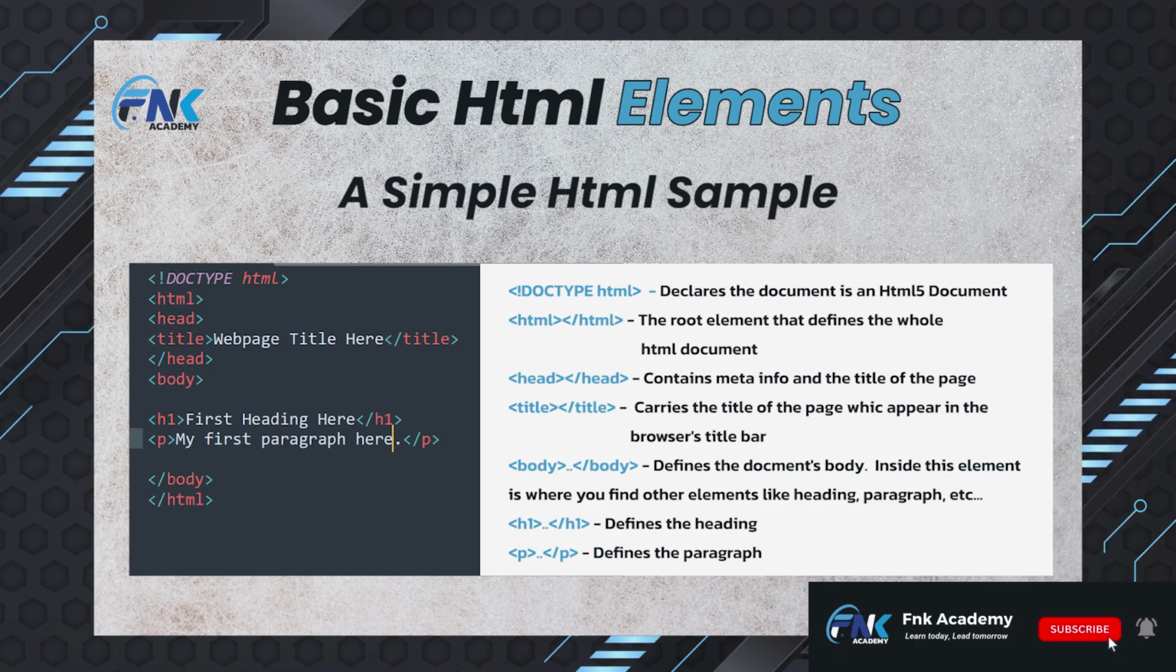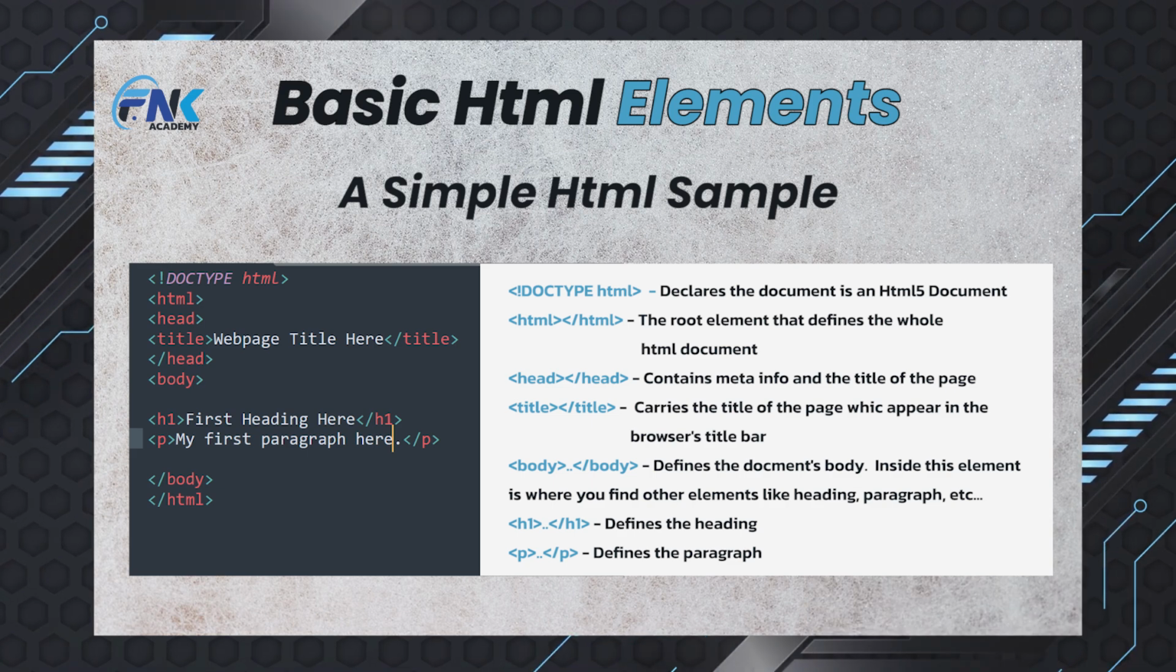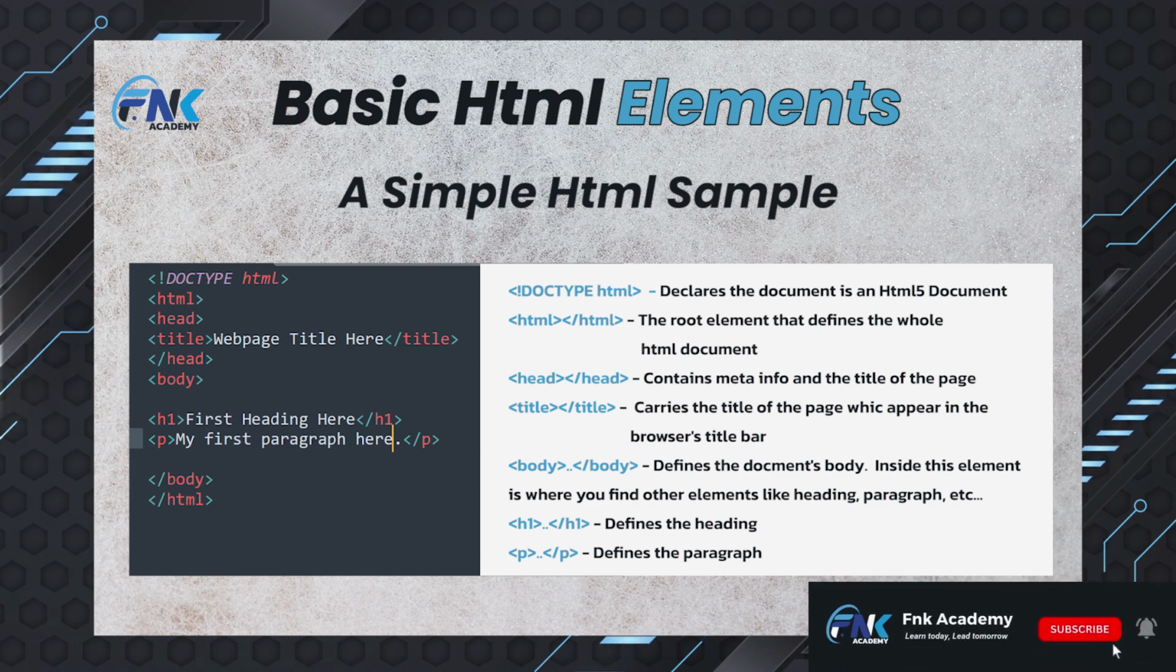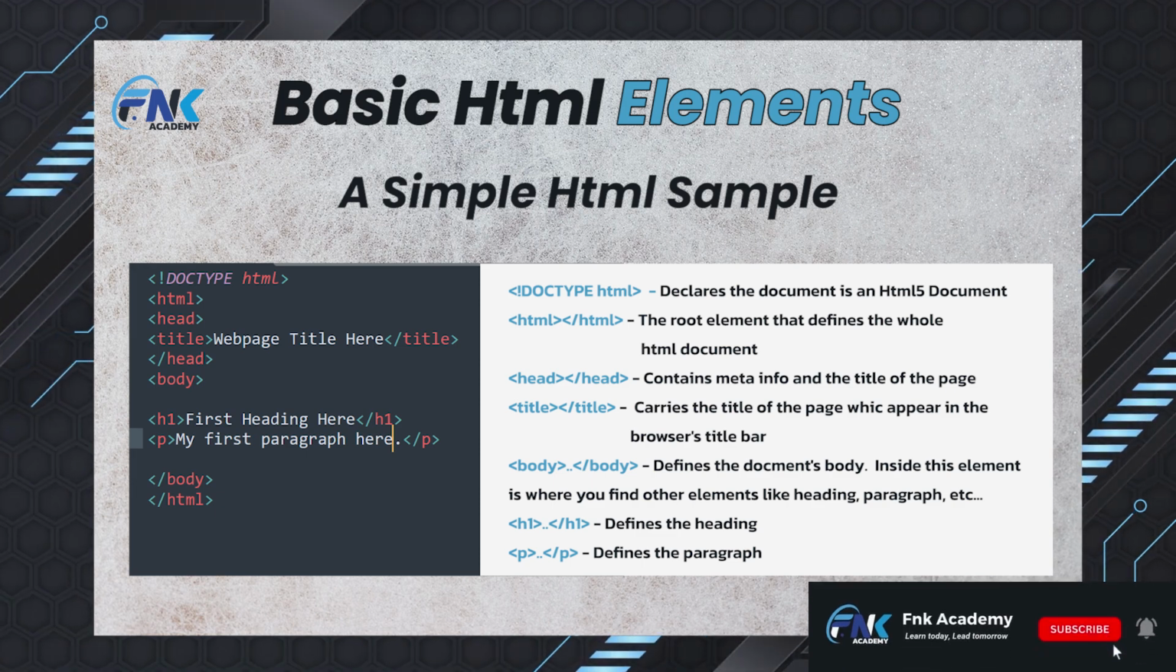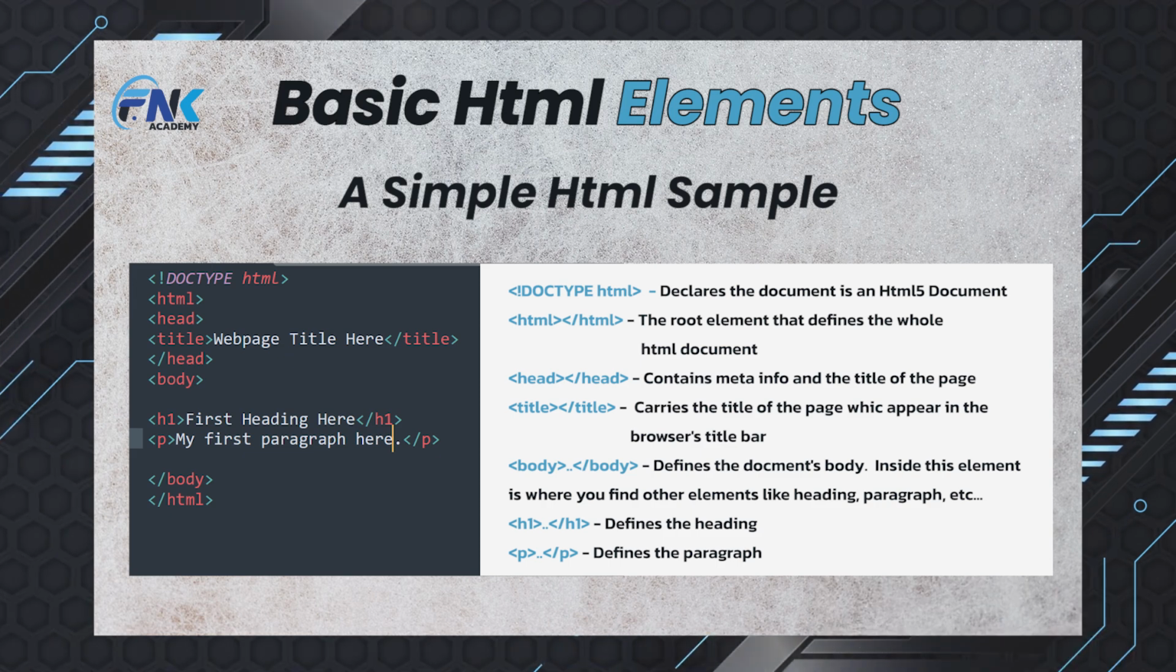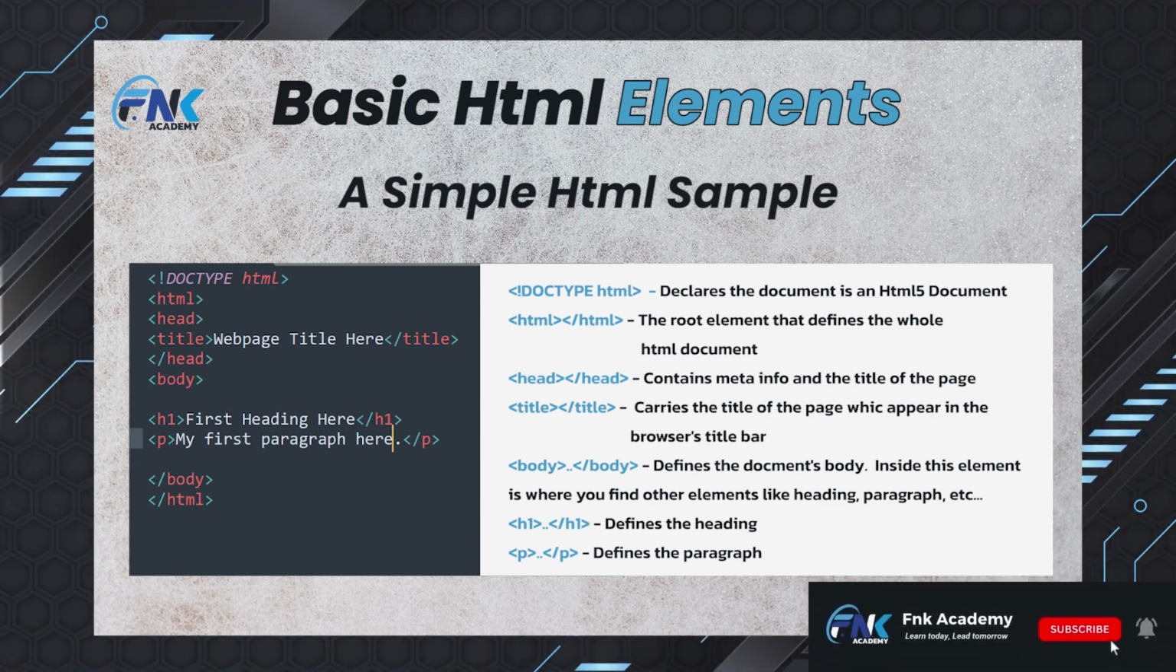Doctype HTML declares the document is an HTML5 document. HTML is the root element that defines the whole document. The head element contains the page's meta information. The title element carries the page's title, which appears on the browser's title bar. The body element defines the document's body. It acts as the container for all other elements.